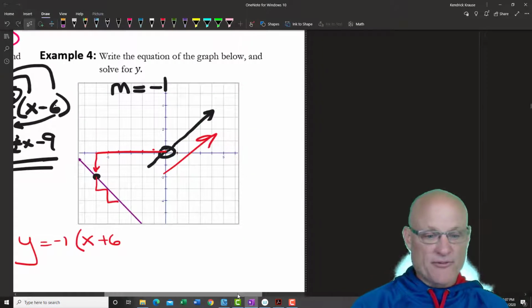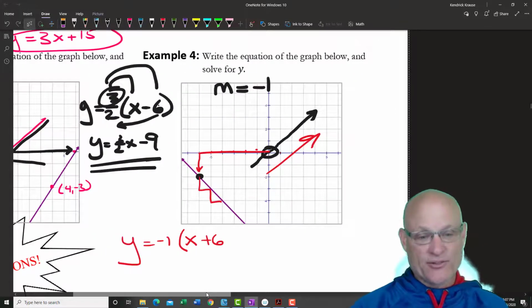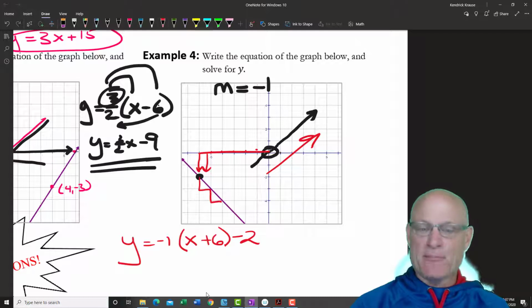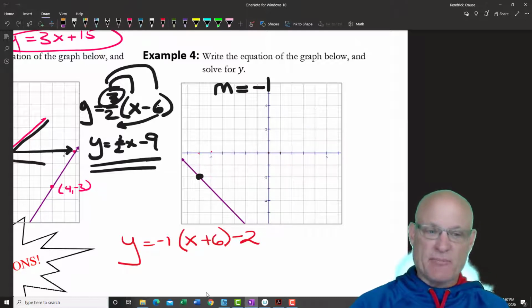So we're going to move to the left 6. That's why we're going to add 6. And then we went down 2, so minus 2. Now, I know you're thinking, it can't be that easy. It really can't be that easy.